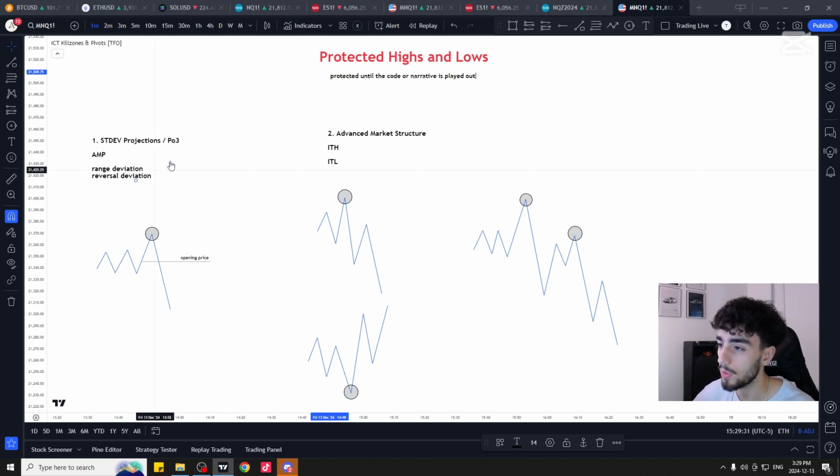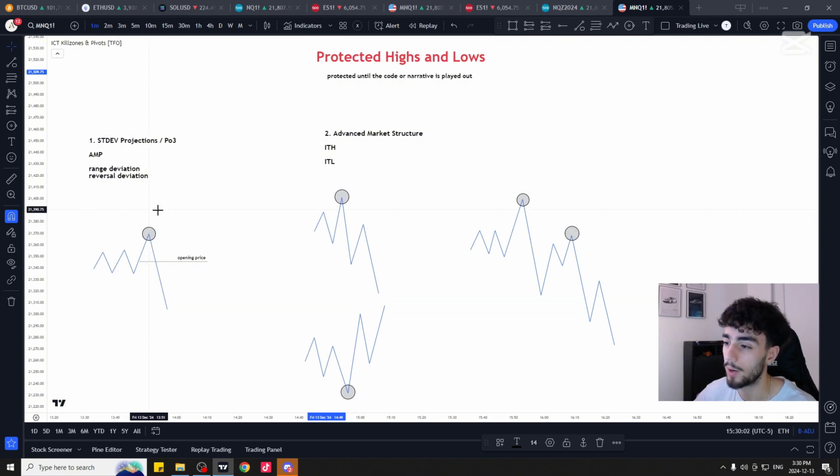One way to identify a protected high or low is through power of 3 and standard deviation projections. This is where we use range deviation, reversal deviation. That was discussed earlier in this lecture, so you should go back and view that if you need to. But once we come above this opening price and then leave, we have the standard deviation projections as a confluence. You can expect this high to be protected now because it's done its service. It's going to now be used to send price lower.